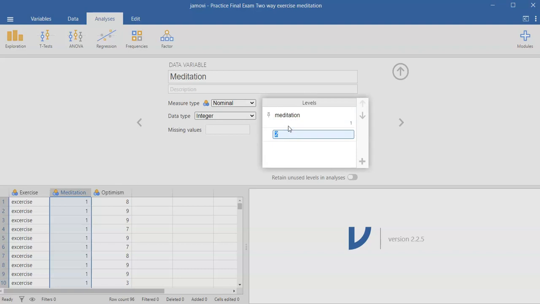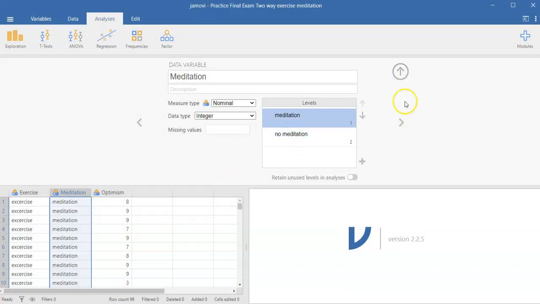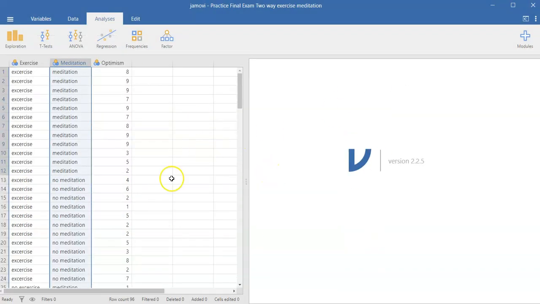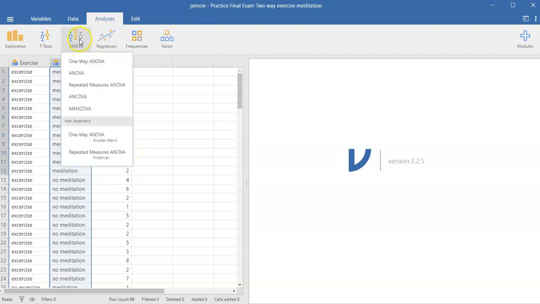For 1, and 2 is no meditation. And it'll say this in the question somewhere. Okay. So now that we've got the data coded correctly, we want to run our two-way ANOVA.